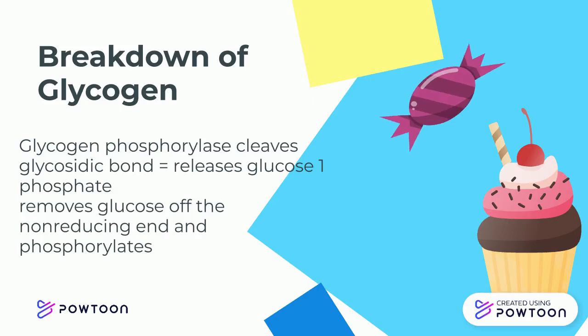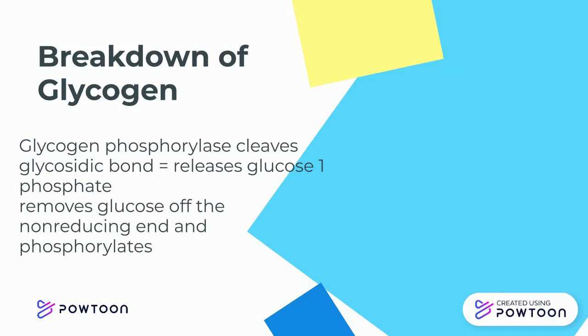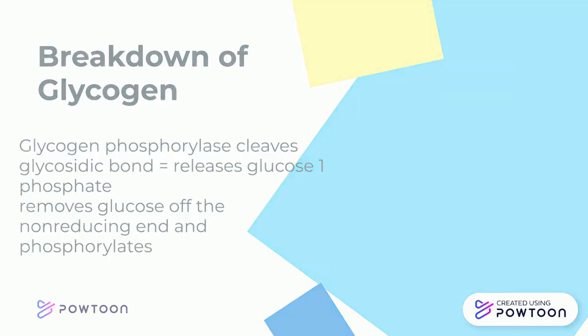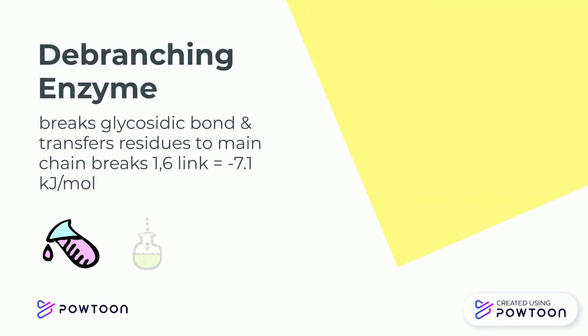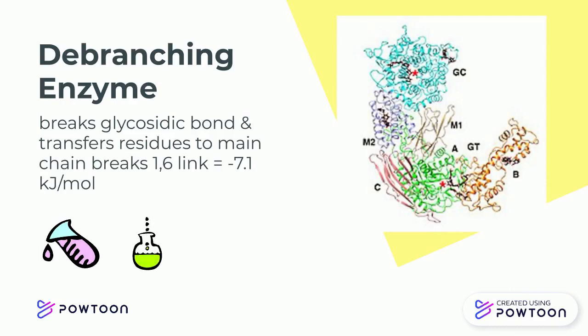The breakdown of glycogen starts with glycogen phosphorylase cleaving the glycosidic bond with inorganic phosphate, which releases glucose 1-phosphate. Essentially, it removes glucose off the non-reducing end and phosphorylates them. Breaking of the bond and transfer of the phosphate, the delta G naught prime is 3.1 kJ per mole, but in the cell, delta G naught prime is about negative 5 to negative 8 kJ per mole, which makes this reaction exergonic.